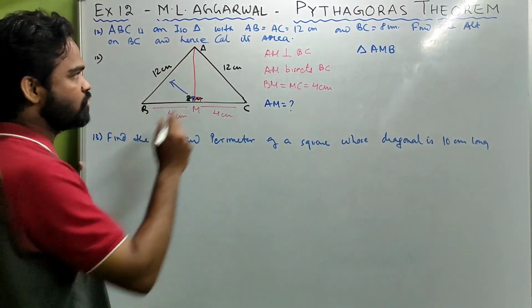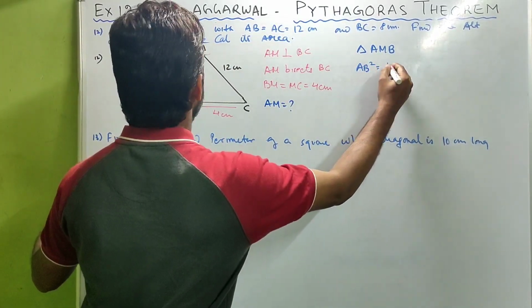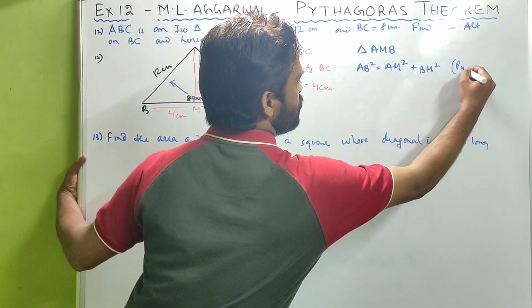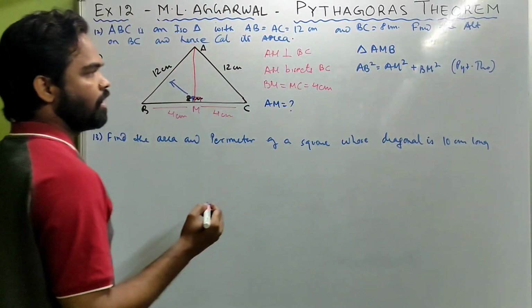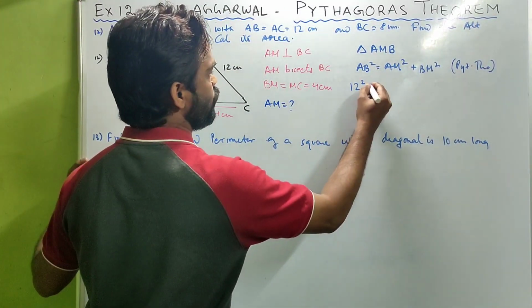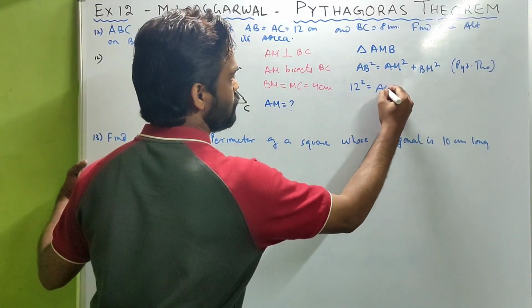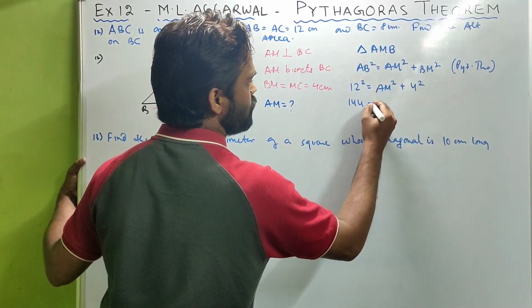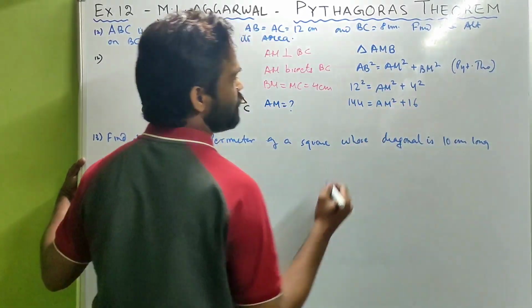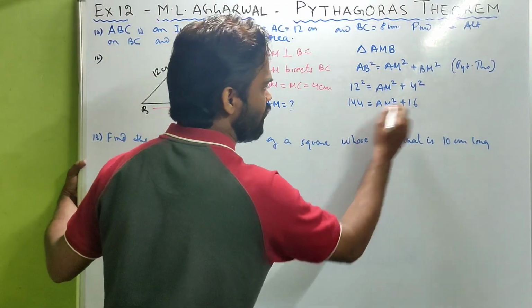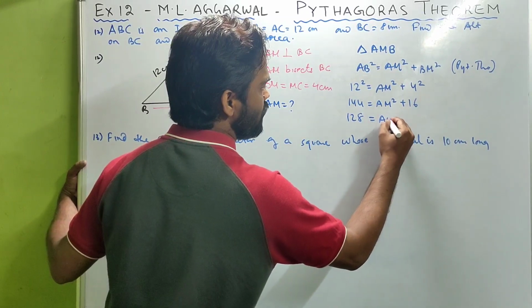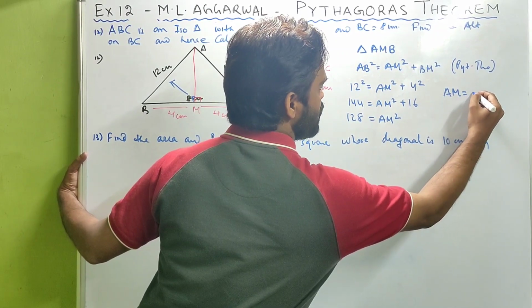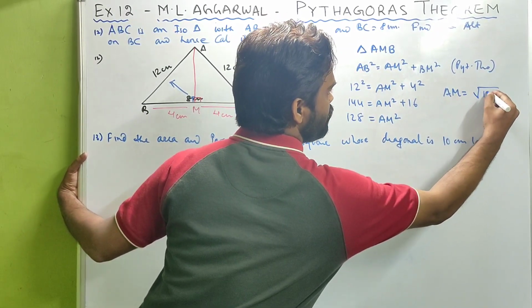This AB is your hypotenuse. So AB square is equal to AM square plus BM square, isn't it? By Pythagoras theorem. Substitute the value. AB square, that's 12 square. AM square, we don't know. Plus BM square, that's 4 square. So that's 144 equal to AM square plus 16. Isn't it? That's 144 minus 16, which is 128, equals AM square. So AM will be plus minus root 128, we will take positive.